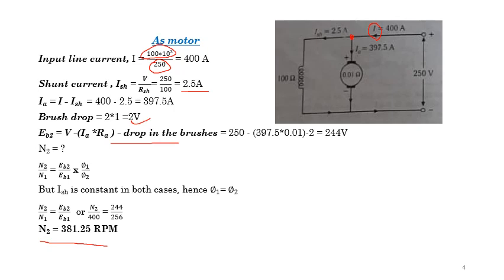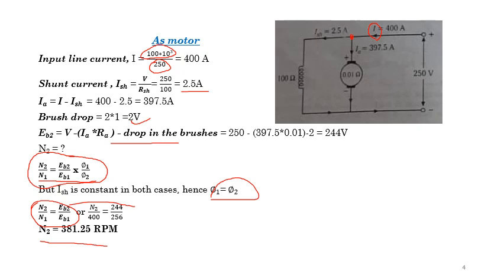Now you have already gone through the different derivations which were explained to you. According to that derivation you have got this formula. Now you already know in a shunt motor what happens. Since ISH is constant in both cases, flux will also be constant. Therefore, I need not consider the flux. I can simply consider N2 equal to EB2 by EB1.